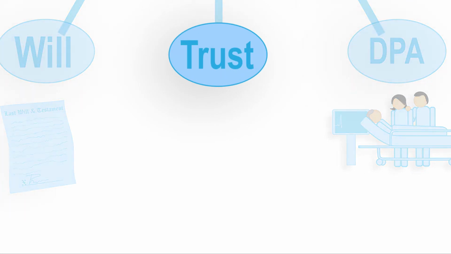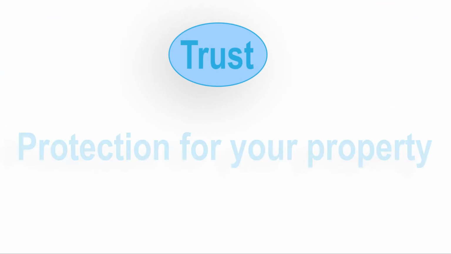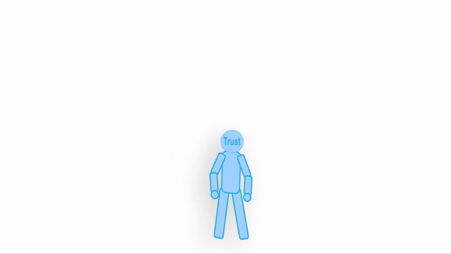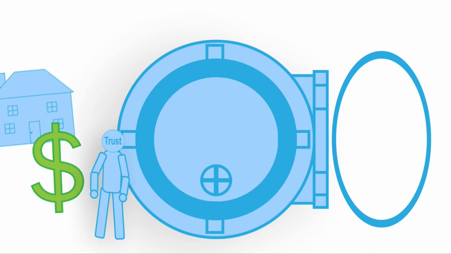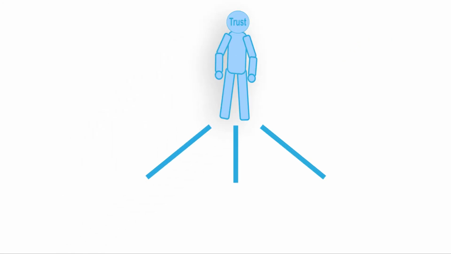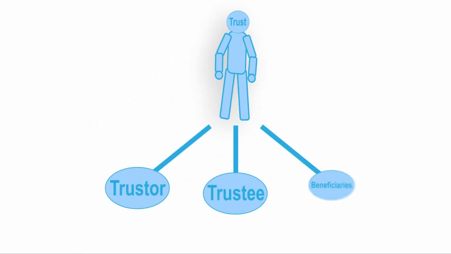And speaking of protection, that's what a trust does, but for your property. A trust is probably the most special of the three parts of an estate plan, because in the eyes of the law, the trust is seen as a separate legal entity altogether, like it's a separate person. The way you use a trust is you take your property out of your name and place it under the protection of a trust. The trust has three different parties listed under it: the trustor, the trustee, and the beneficiaries.